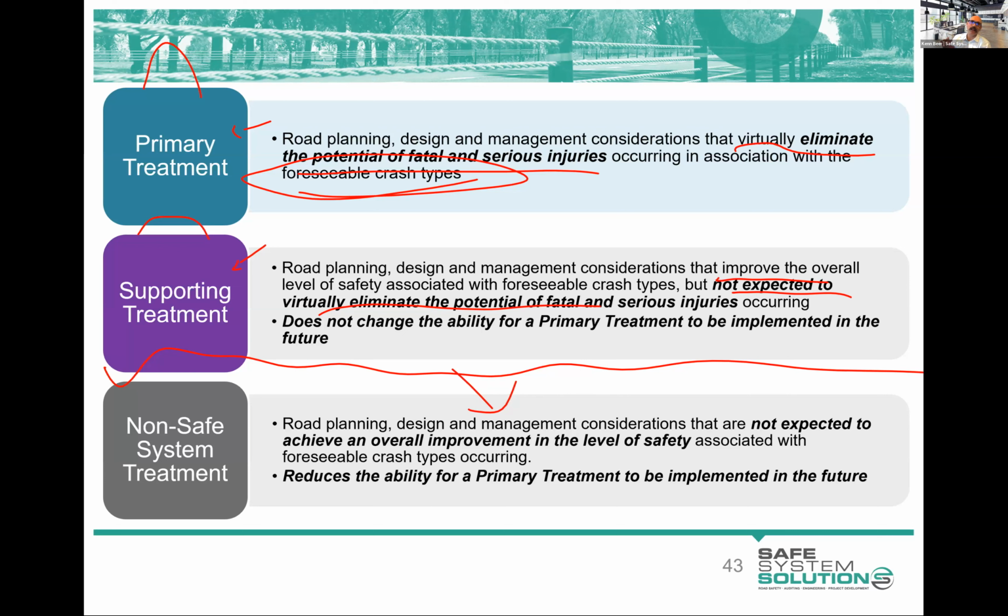But the thing is, in a safe system assessment, you can have multiple primary treatments. It's not like primary is your number one. They're all primary. And you could have multiple supporting treatments, or you theoretically could have only supporting treatments, because think of them as a bucket. I pulled that one out of the primary treatment bucket.